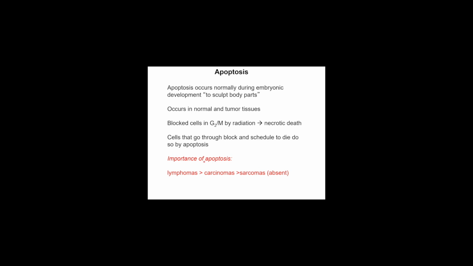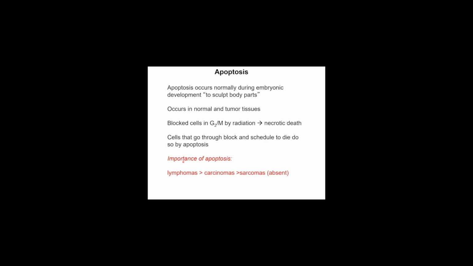So what's the importance of apoptosis in different kinds of tumors? In lymphomas, apoptosis is very, very important. More than 90% of the cell killing in lymphomas can be from apoptosis. In carcinomas, it's moderate. It's maybe 50-50 as to whether you're going to find apoptosis or not. But in sarcomas, it's virtually absent.